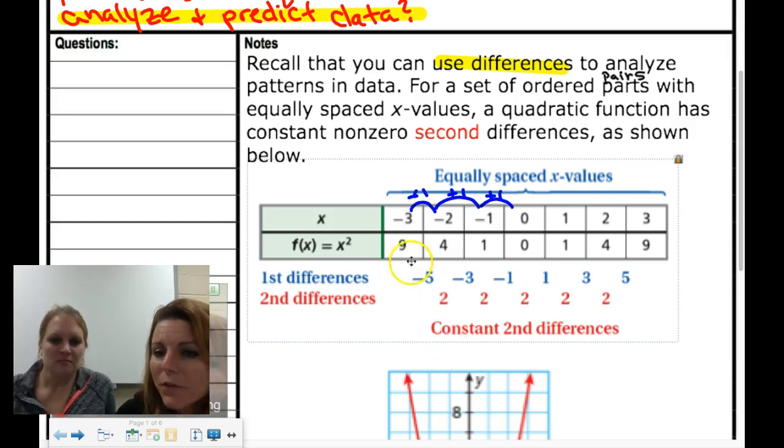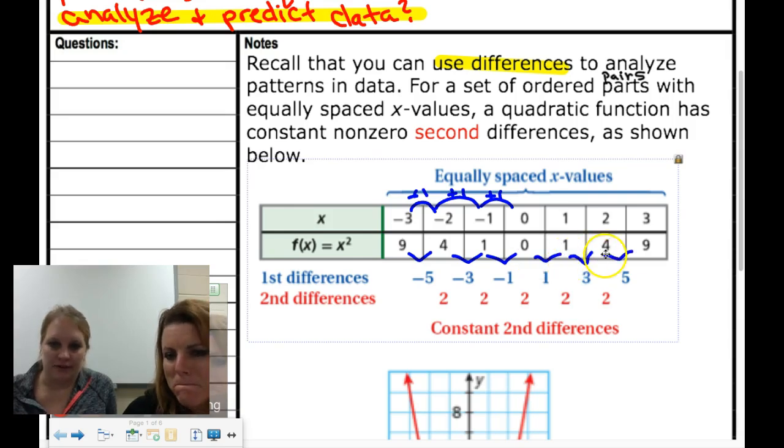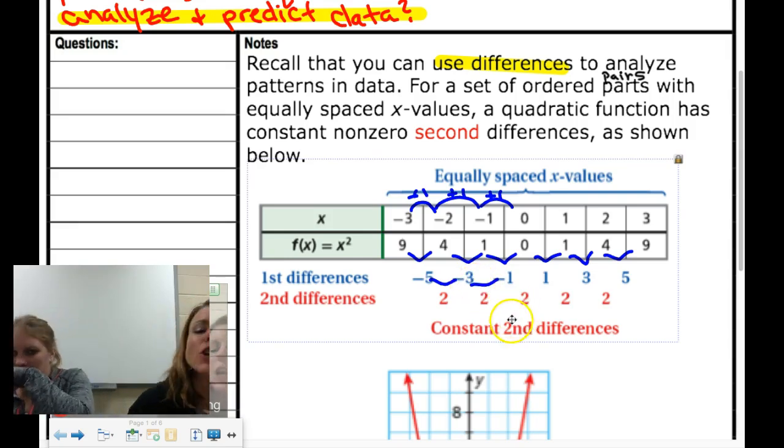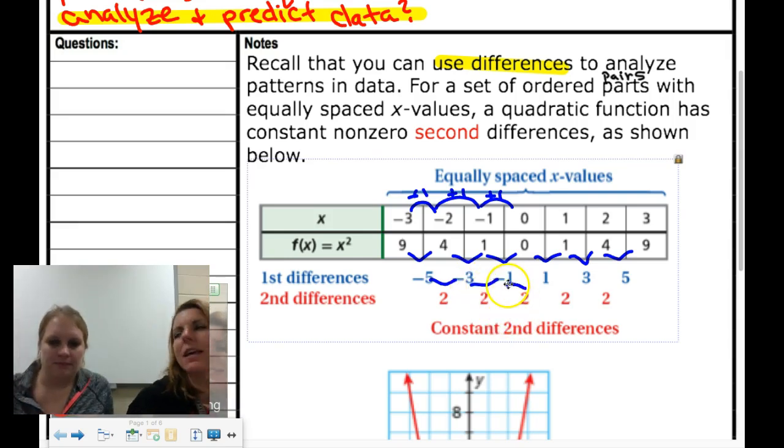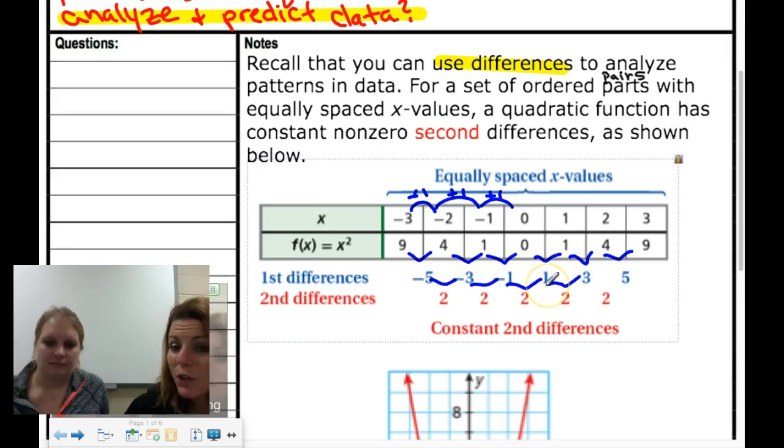Then a quadratic function has constant, non-zero second differences. So here's our first difference, which are all different. But then our second differences are constant. The word constant means the same. So that's what we're going to talk about today.